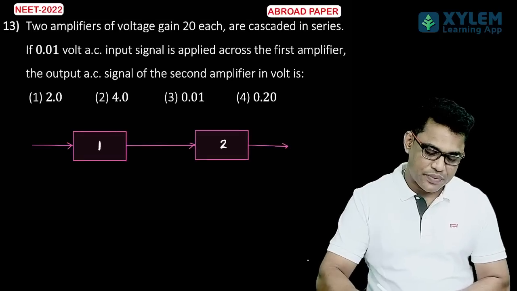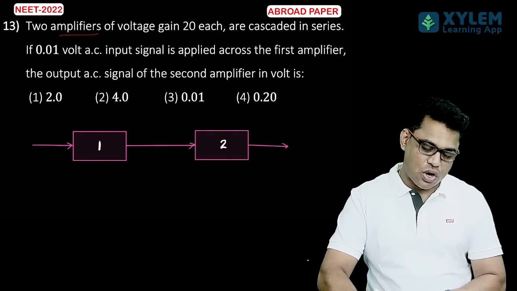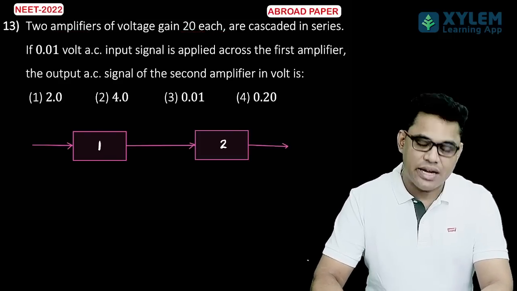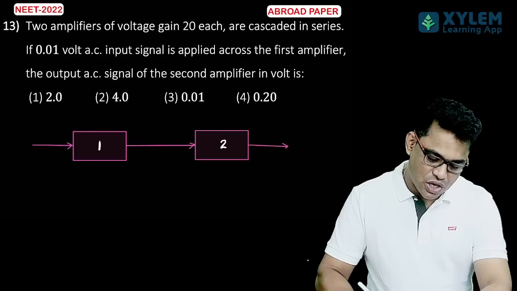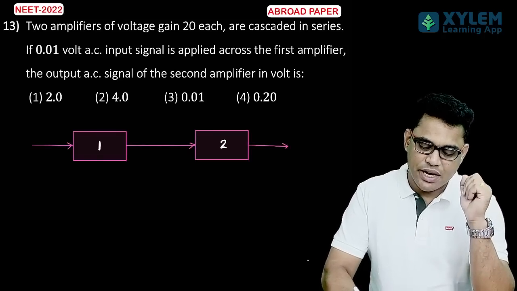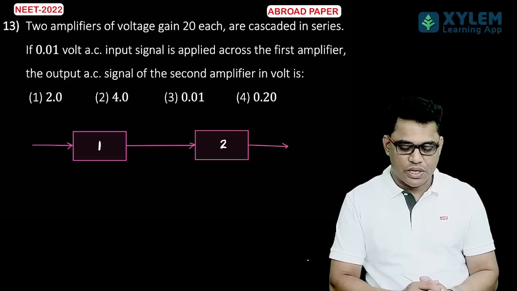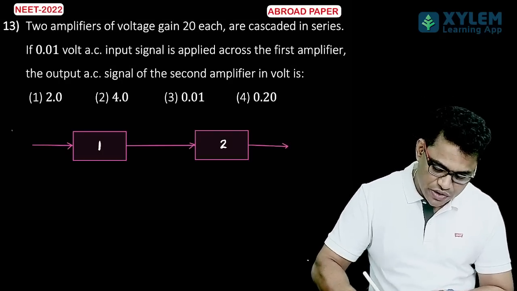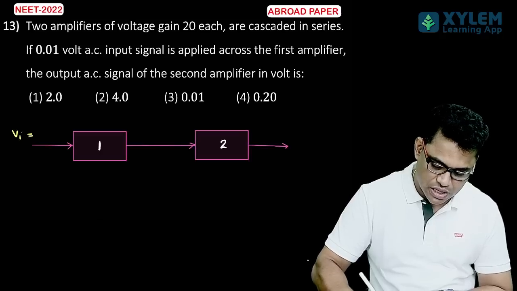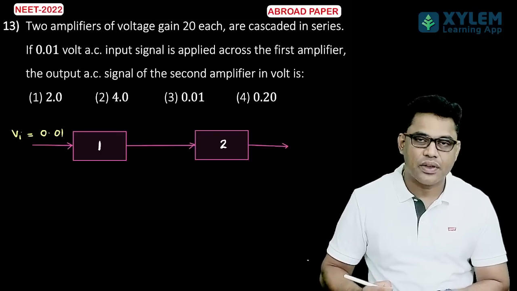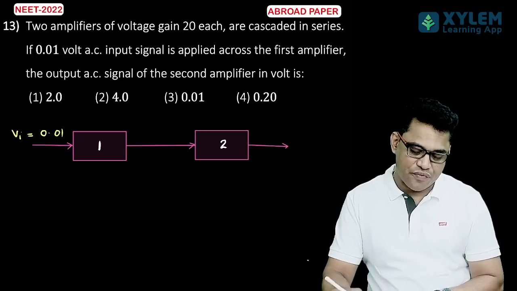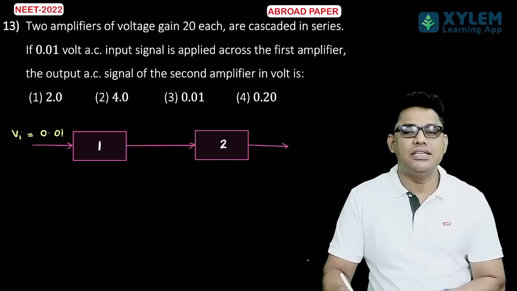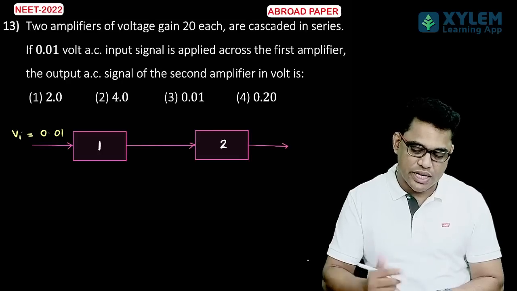13th question. Two amplifiers of voltage gain 20 each are cascaded in series. If 0.01 volt of AC input signal is applied across the first amplifier, the output AC signal to the second amplifier in volt is. Here, input signal is given. Voltage input is equal to 0.01. And the voltage amplification factor is 20, isn't it?